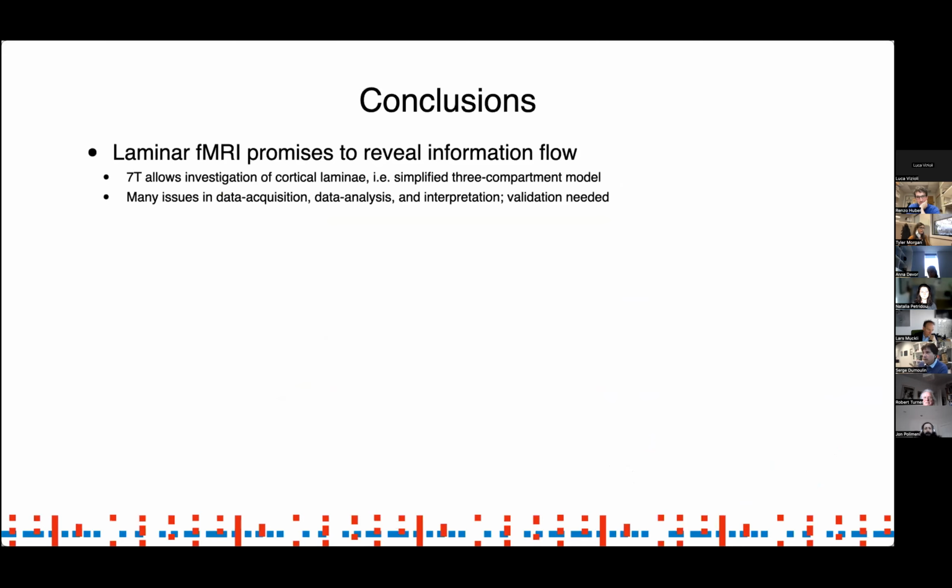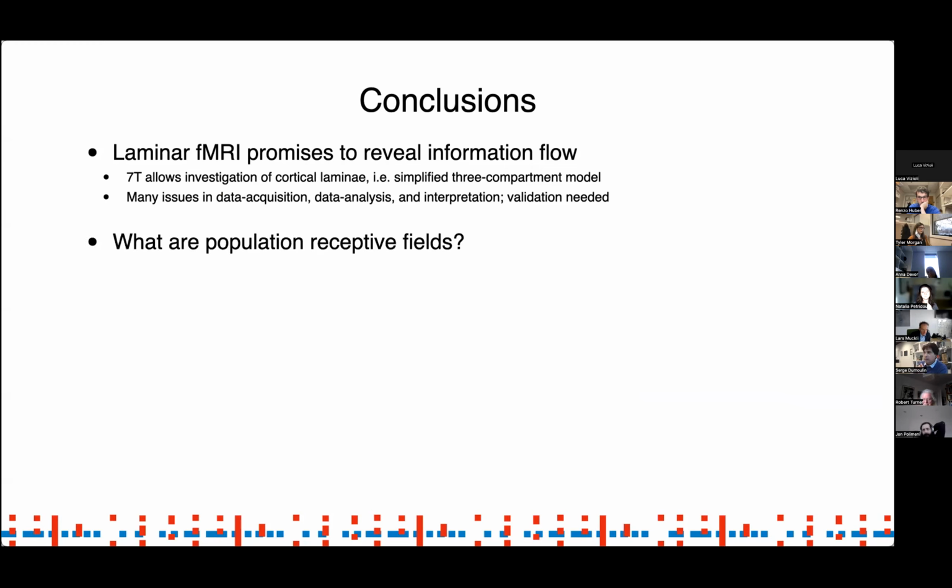So to sum up my very short introduction on laminar fMRI, I think it's a really exciting direction. And I think this simplified three-compartment model is a really cool tool to work with. But I think there are many issues in data acquisition, data analysis, and interpretation that, of course, we're discussing here. Now, I'm going to talk particularly about population receptive fields.